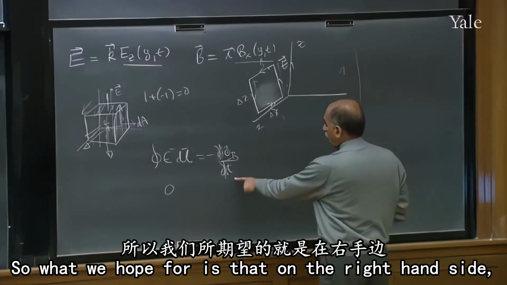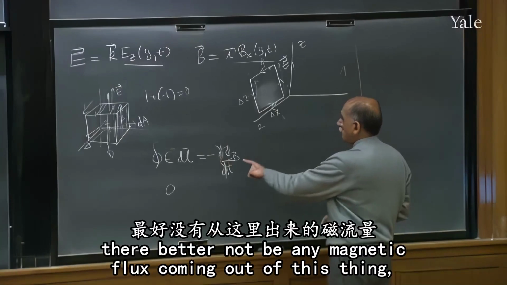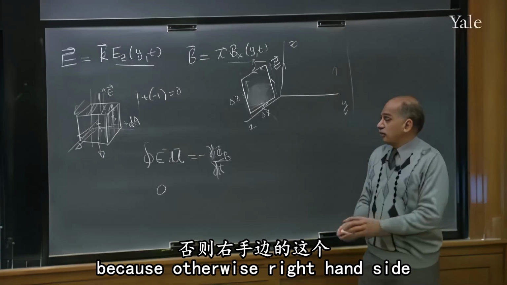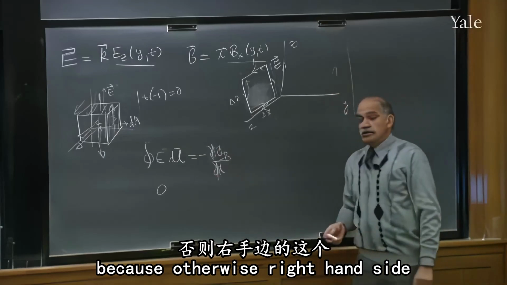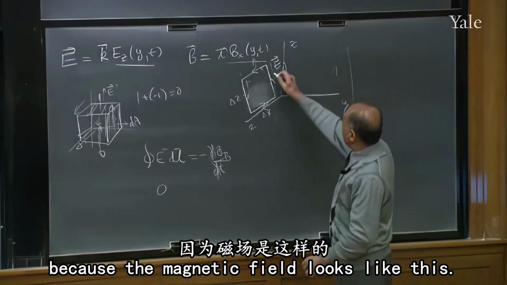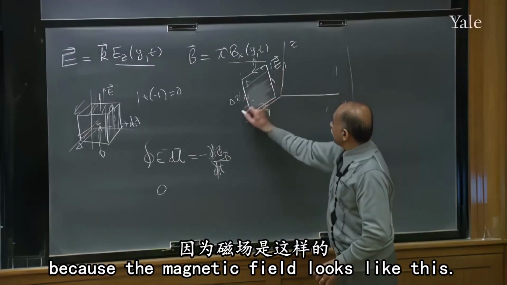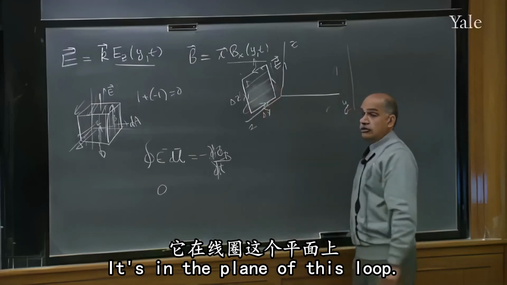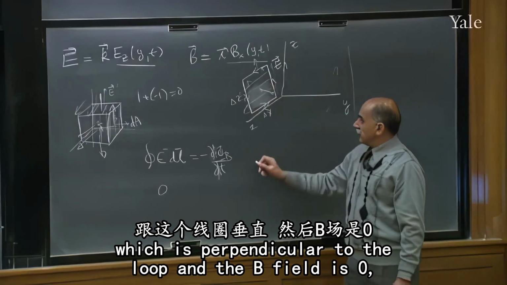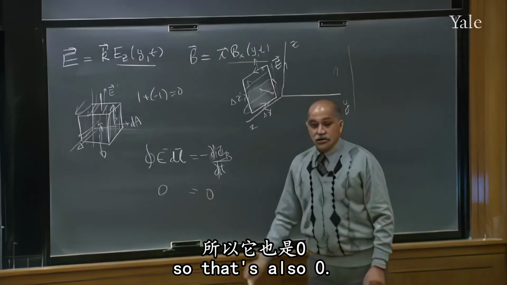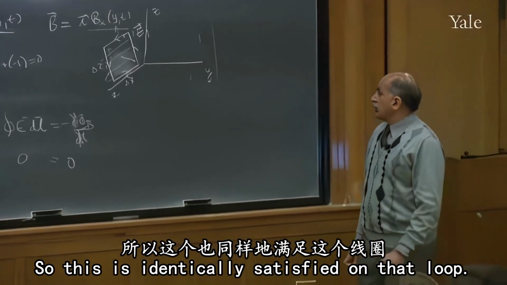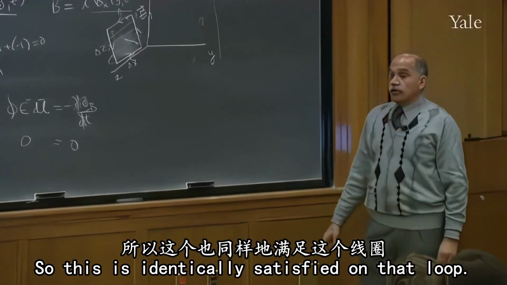So what we hope for is that on the right-hand side, there better not be any magnetic flux coming out of this thing, because otherwise the right-hand side will give you a non-zero contribution. But luckily, that is the case because the magnetic field looks like this. It's in the plane of this loop. The dot product of the area vector, which is perpendicular to the loop, and the B field is 0, so that's also 0. So this is identically satisfied on that loop.